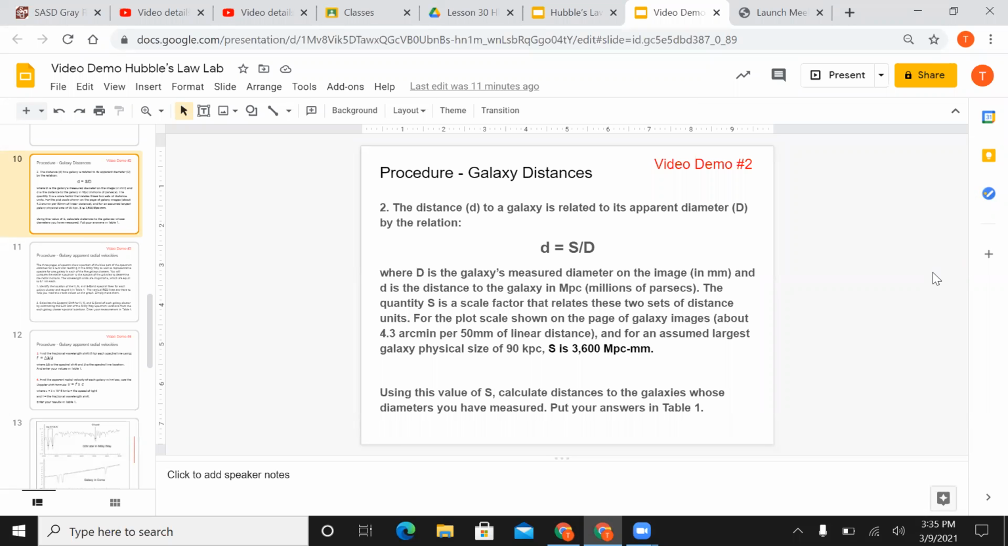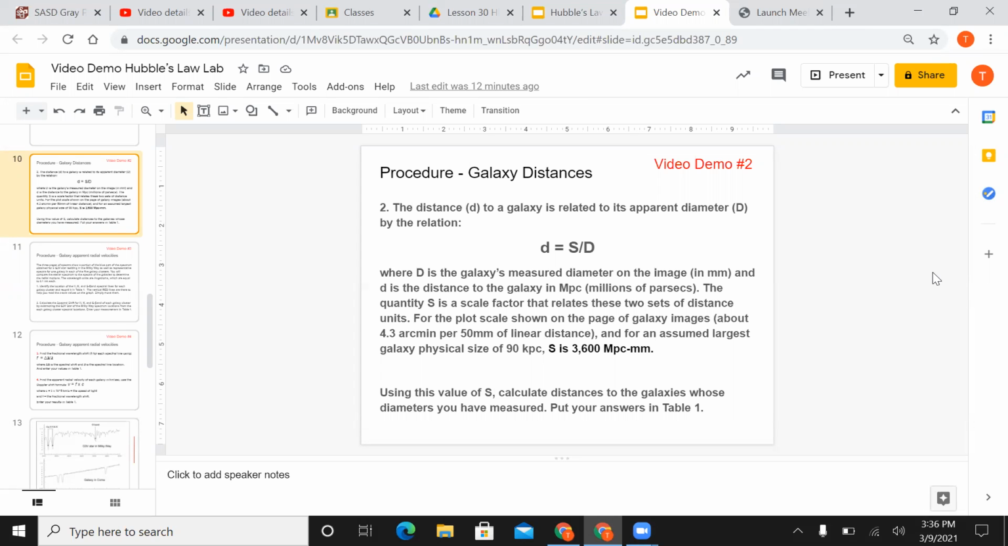Now that we've measured the diameter of our galaxies, we're going to use that data, our diameter in millimeters, to calculate the distance that the galaxies are from us. We're going to use the equation that's on the screen: D equals capital S over capital D, where D is the galaxy's measured diameter. That's what you measured in millimeters in the previous activity.